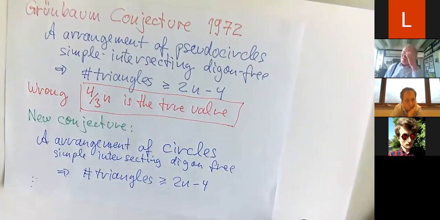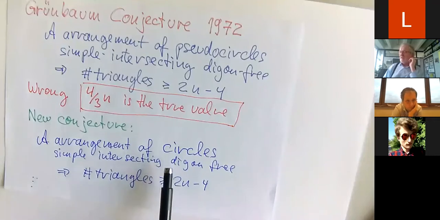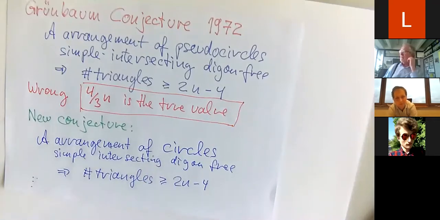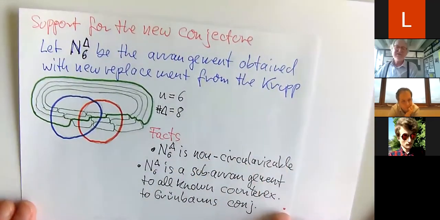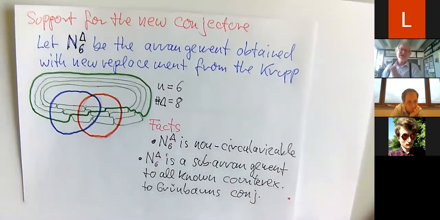Yeah. So this is now resolved, and we have a new conjecture, and I think this new conjecture is also quite nice. So the new conjecture is that when you have an arrangement of pseudocircles which is circularizable, then the Grünbaum value should be true. And I can give you some support for this conjecture.